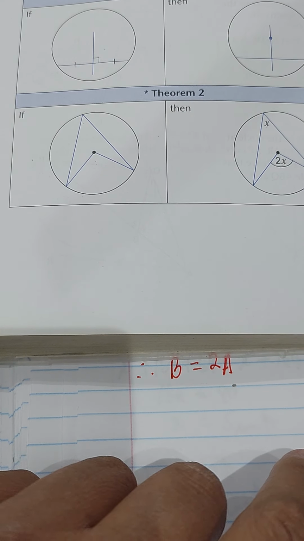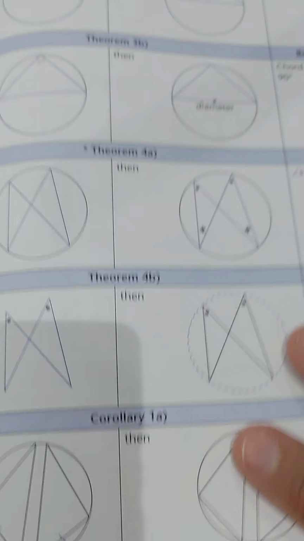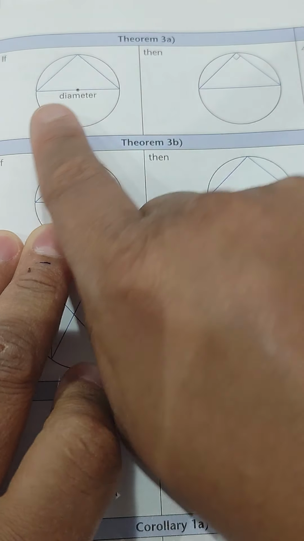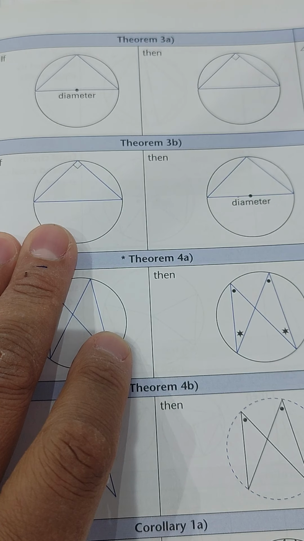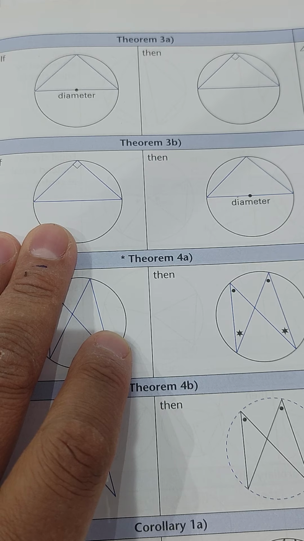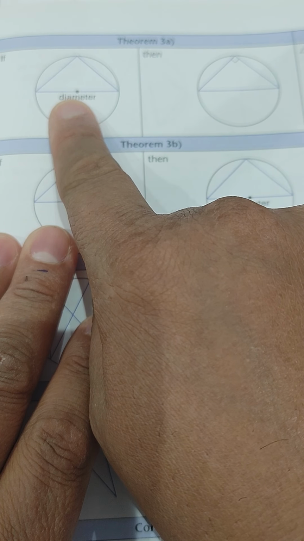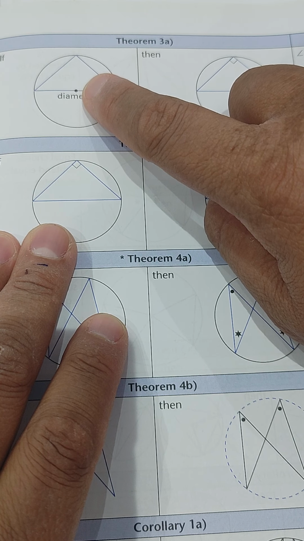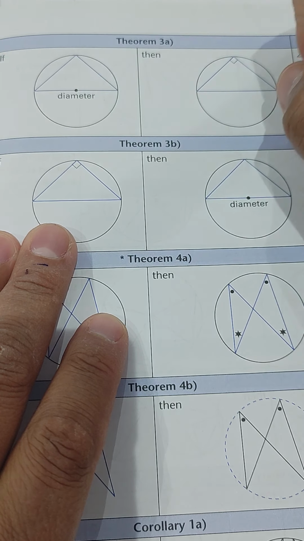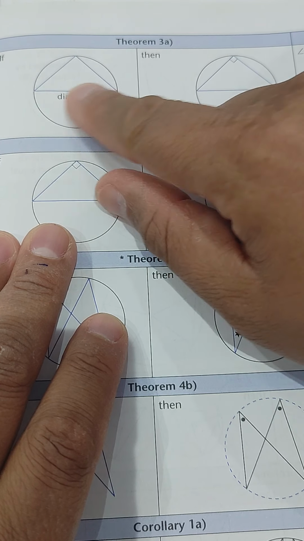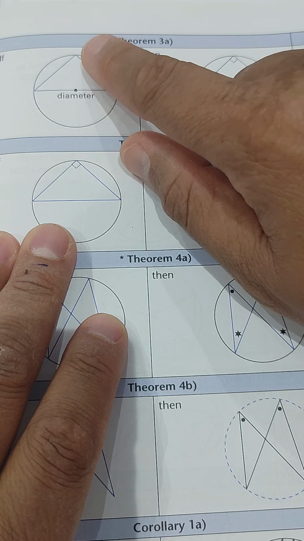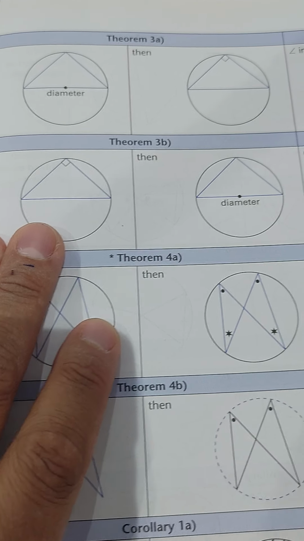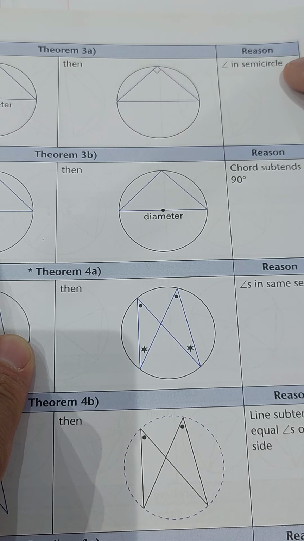Okay, so now we will be looking at theorem 3. In theorem 3, we are told that if this is your diameter, now remember that if angle at center is twice angle at circumference, this angle at the center here is going to be 180 degrees. So if that's 180 degrees, that is 90 degrees. So if that's a diameter, then you will always have 90 degrees at the circumference. Okay, and the reason is, as you can see, angle in semicircle.